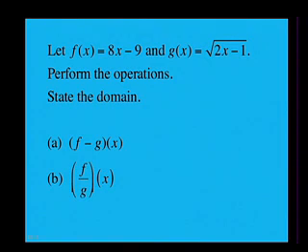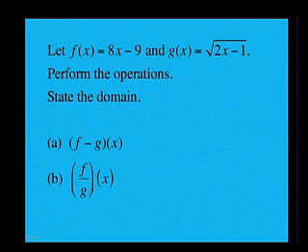We have f of x is equal to 8x minus 9, and g of x is equal to the square root of quantity 2x minus 1. Perform the following operations and state the domain. We have a, which is f minus g of x, and we have b, which is f divided by g of x. So the first thing that I want to do is write down the two functions we're dealing with. F of x equals 8x minus 9, and g of x equals the square root of quantity 2x minus 1.